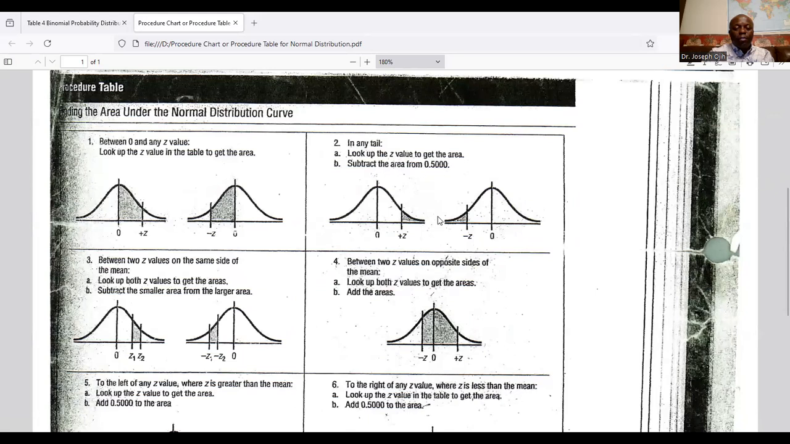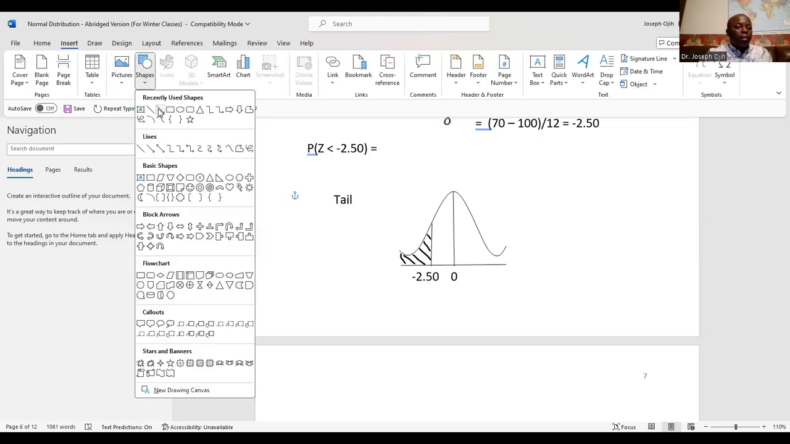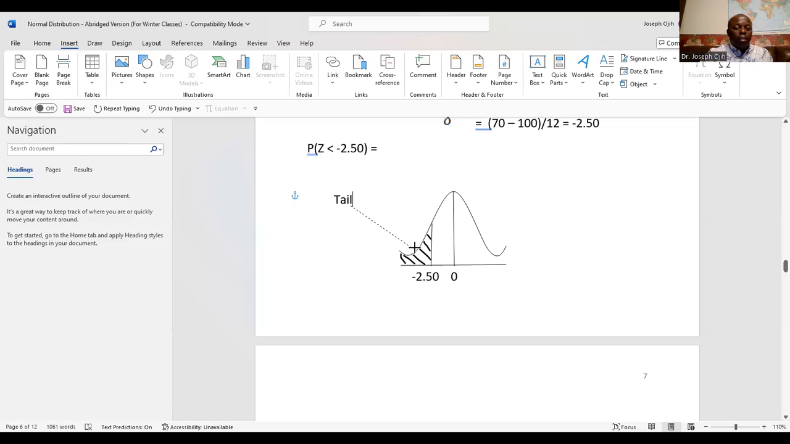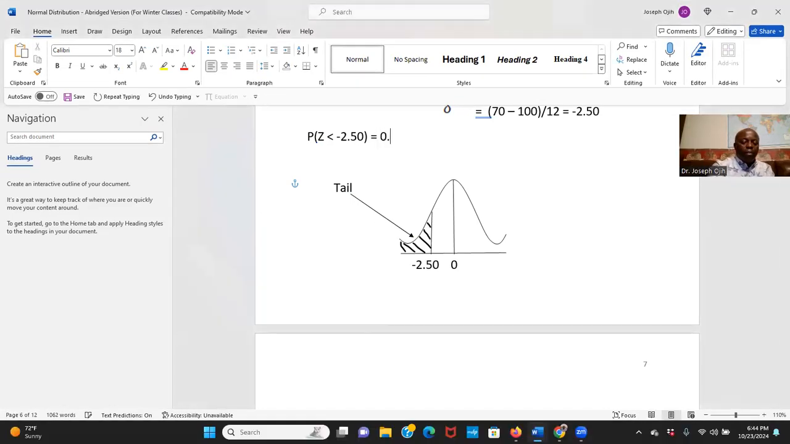We subtract the answer area from 0.5 because when it's in this type, that's what we do. In that type, we call it a tail. See, that is the tail right there. So that means we're going to do 0.5 minus the answer we got from the table, which is 0.4938. And that will give us the probability we're looking for.